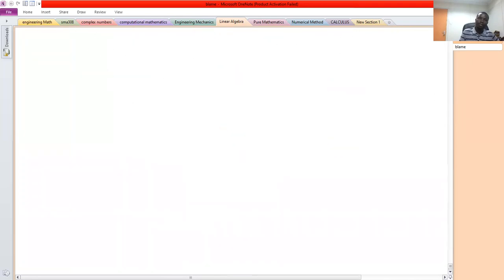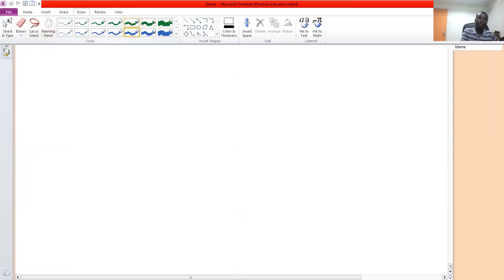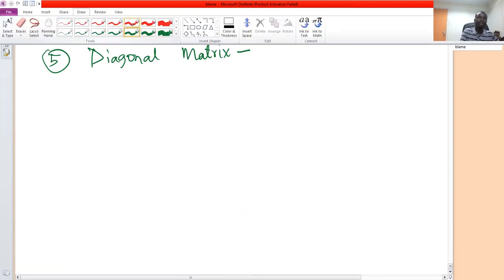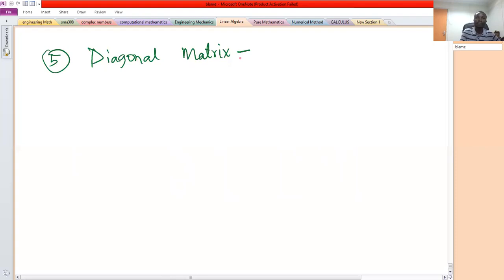And then number 5 is what we call a diagonal matrix. For you to define a diagonal matrix, it must be square. That's the starting point. So this is a square matrix.